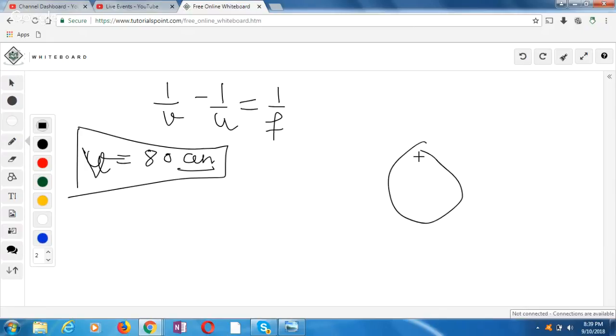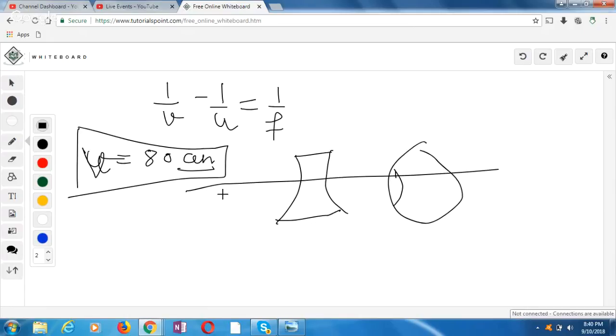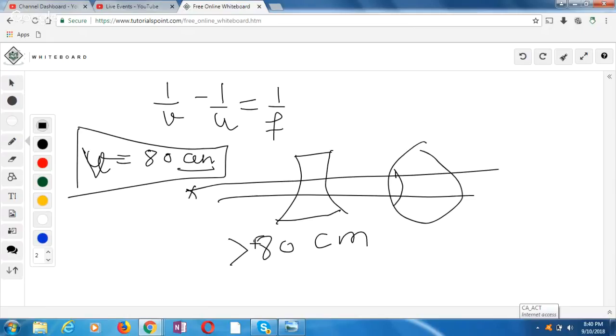This is my human eye, and I'm keeping a concave lens here. And this is something which has been kept beyond 80 centimeters. This is more than 80 centimeters. Now what happens if something is beyond 80 centimeter? The eye will not be able to see it properly. In that particular case, what needs to happen is this concave lens comes into picture.